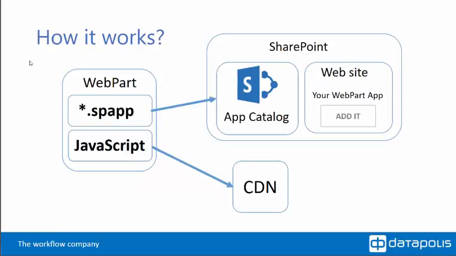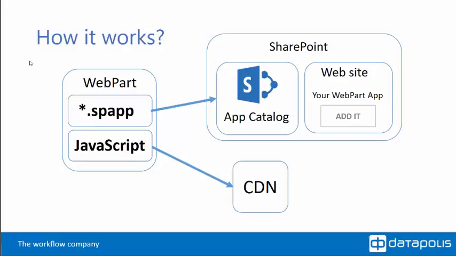So let's go further. How it works, the web part. When you create a web part in SharePoint Framework, you mainly create two things as the output. The first thing is the SPAPP file, and the other thing is JavaScript. The SPAPP file is the definition of the web parts, and the JavaScript is the output of the web part, its content.